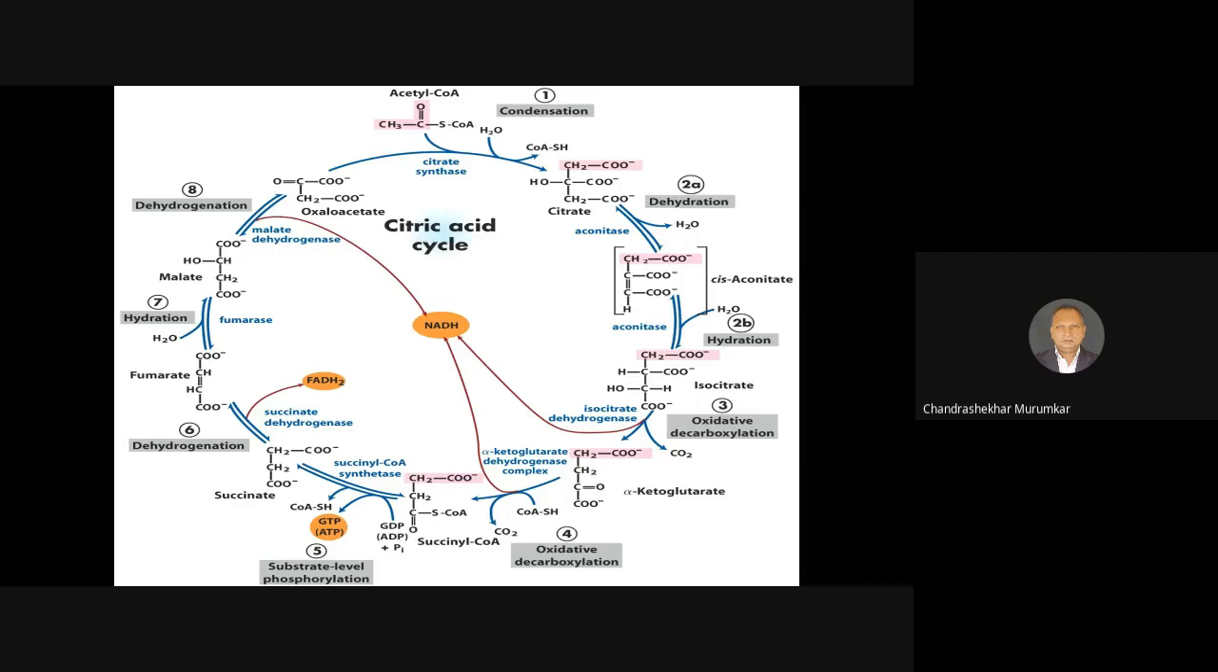At one stage there is a synthesis of FADH2, flavin adenine dinucleotide, and at one location from succinyl-CoA to succinate, there is a synthesis of GTP from GDP, and ultimately GDP is giving out the phosphate group to ADP, and as a result we are getting the ATP at the end.